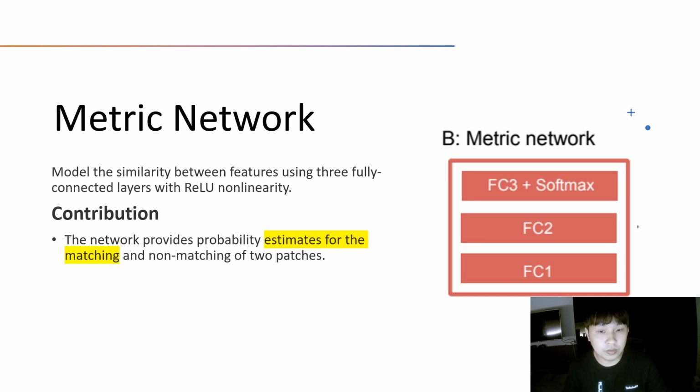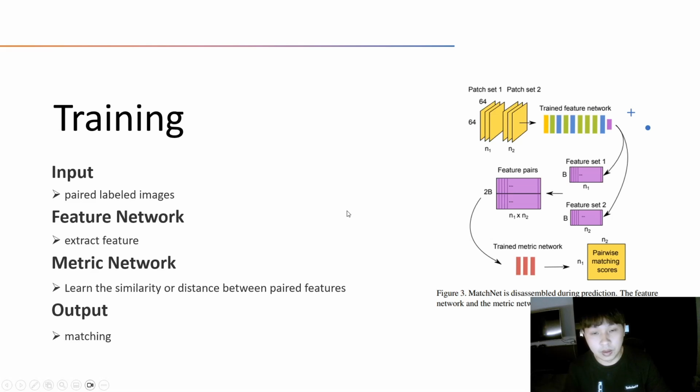So the training process is like this. We input a patch set, patch 1 and patch 2, and extract the features, and then input them to the metric network to learn the similarity or the distance between pair features. Finally, we will output the matching.